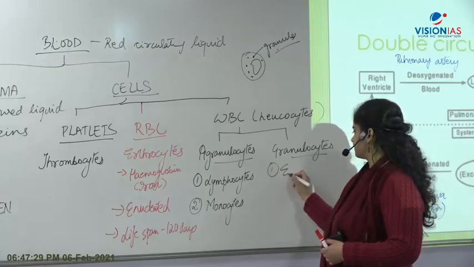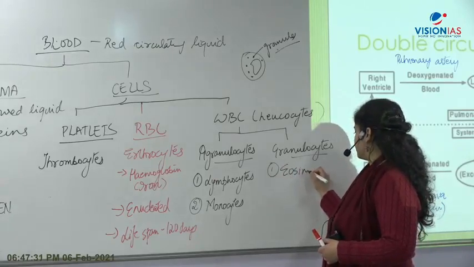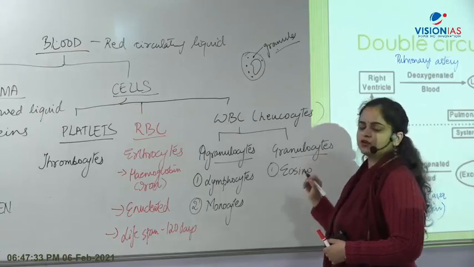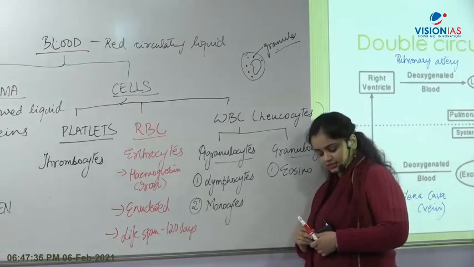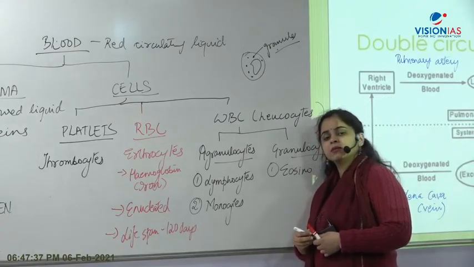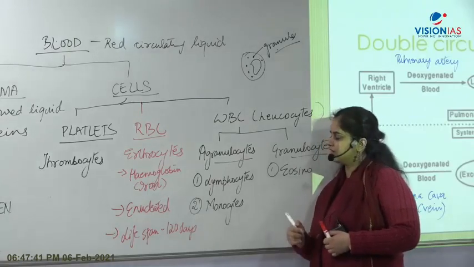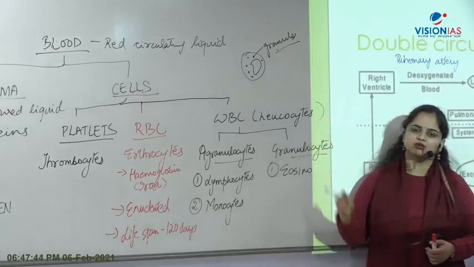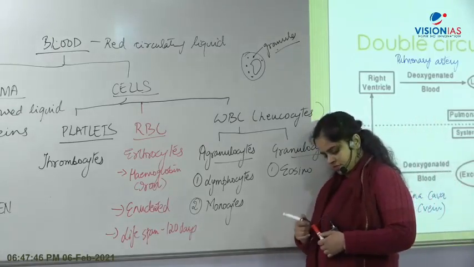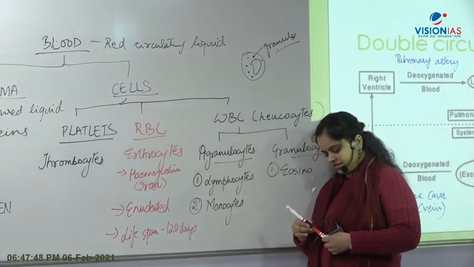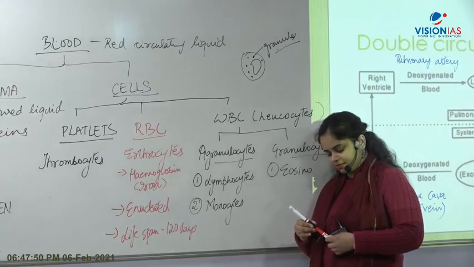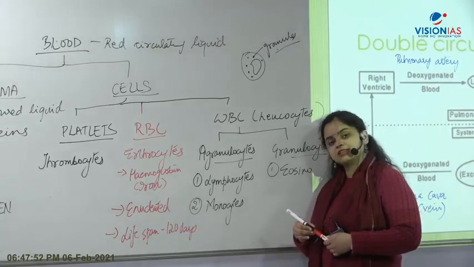First, write down granulocytes. Granulocytes contain pigmented granules. They contain granules in their cytoplasm.